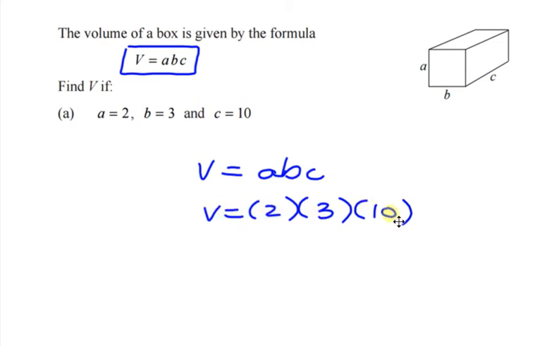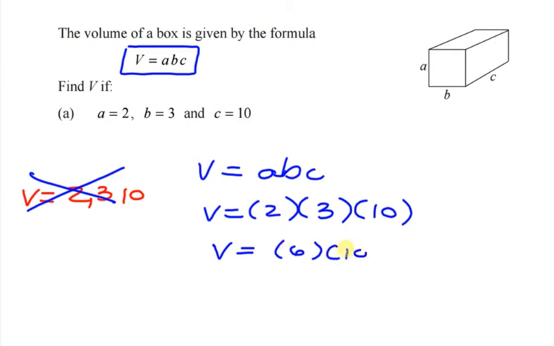And I want to show you real quick, I'm going to change colors here, what happens if you don't put those in parentheses. So you would get V equals 2, 3, 10. And that would look like your answer, 2,310. But when you're putting them in parentheses, you're showing multiplication. Here you're not showing any multiplication, so that's the wrong way to do it. So V equals, what's 2 times 3? 6. And then bring down the times 10. V equals 6 times 10 is 60.